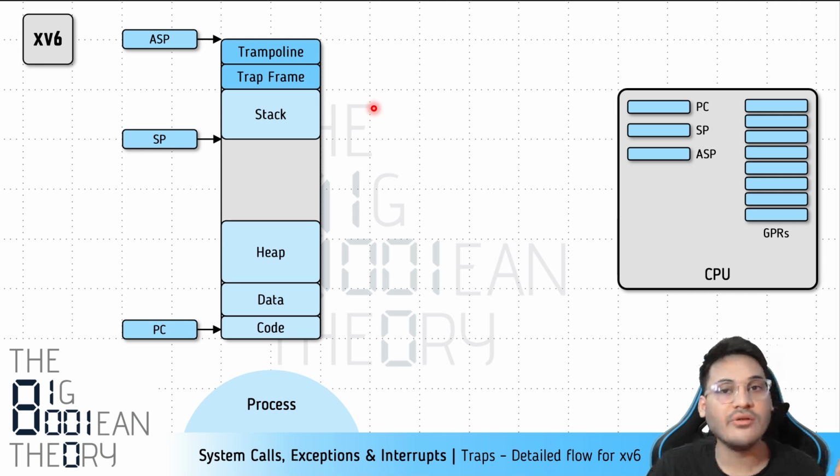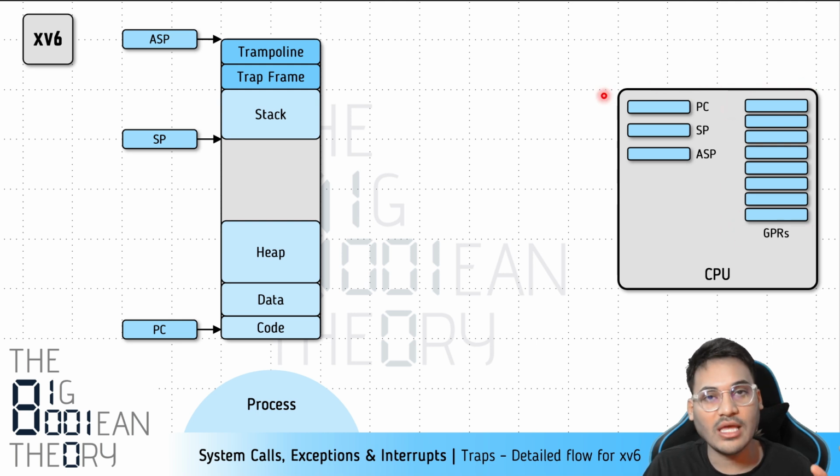Now, how do you transition from a running process to the kernel? We discussed just now that there is a certain set of values that are necessary and sufficient to describe the current state of execution for the user process as well as the kernel. These are the registers: the address space pointer, stack pointer, program counter, and the set of GPRs. All of these values are necessary and sufficient to describe the current state of execution for the user process.